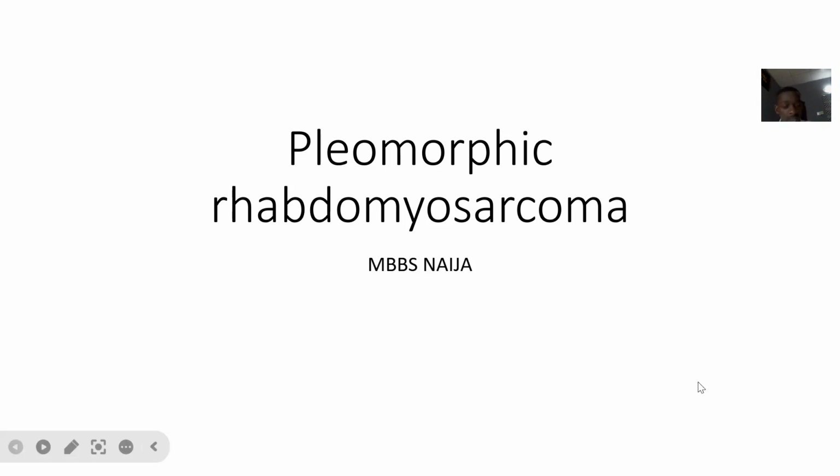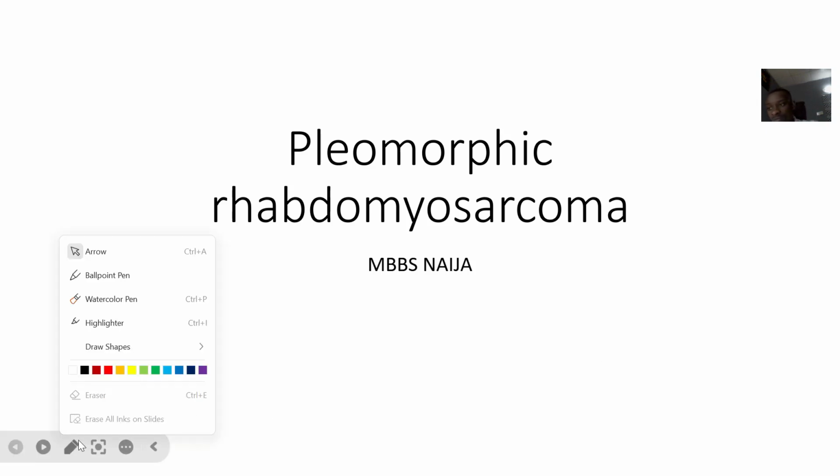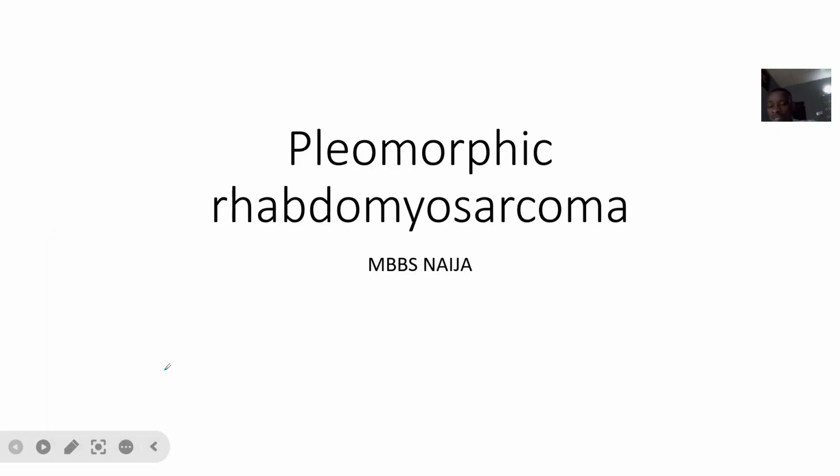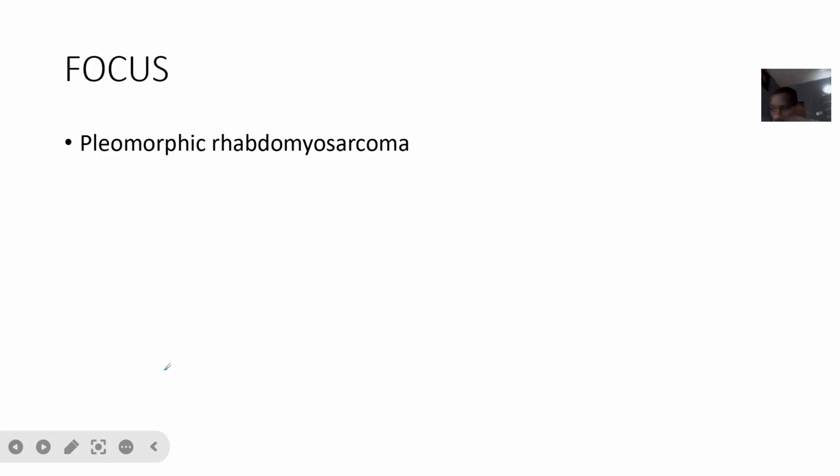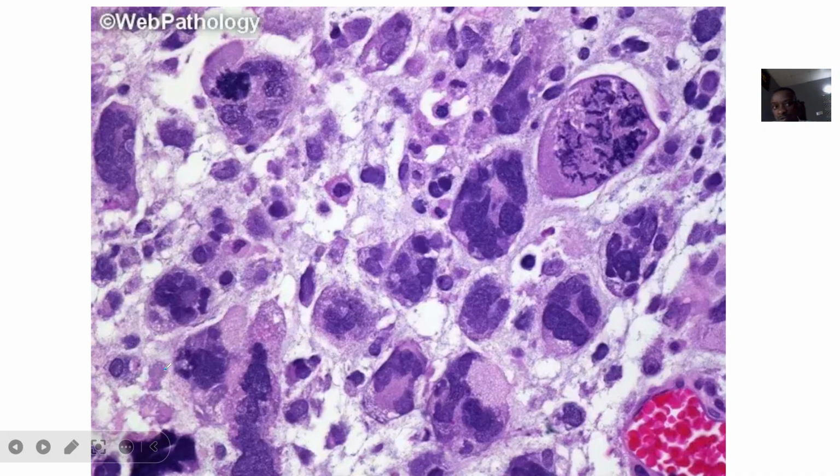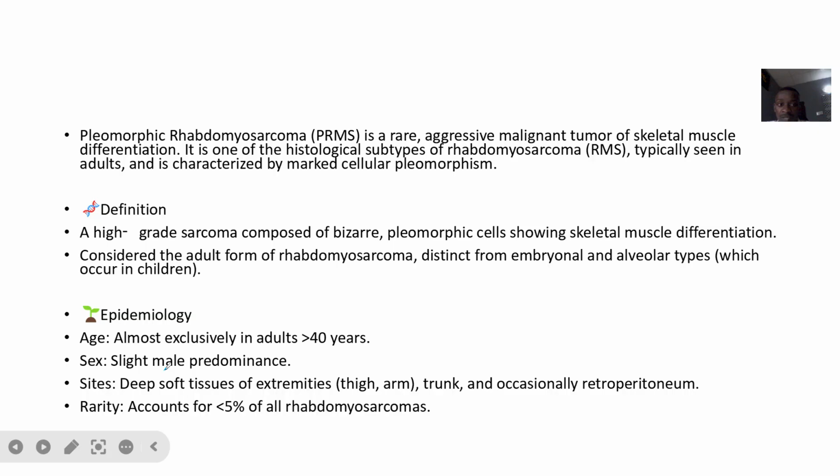Now, for this question, students were asked to talk about a type of rhabdomyosarcoma. This is what is known as the pleomorphic rhabdomyosarcoma. So you're just asked to discuss pleomorphic rhabdomyosarcoma, and I have all the pictures here, which will help you comprehend better.